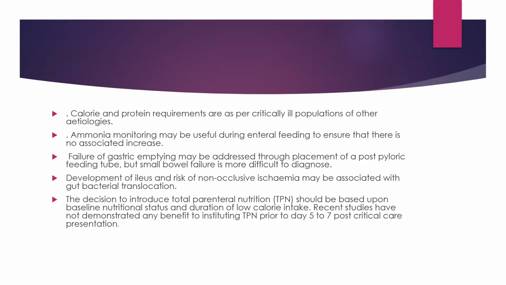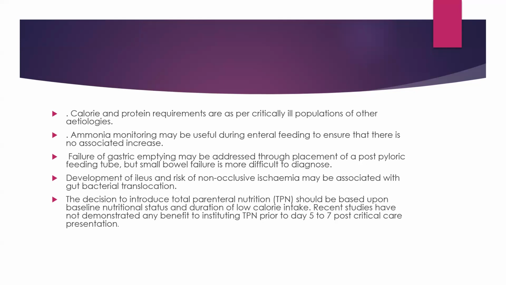Calorie and protein requirements are as per the critically ill population of other etiologies. Ammonia monitoring should be useful during enteral feeding to ensure there is no associated increase. Failure of gastric emptying may be addressed through placement of a post-pyloric feeding tube, but small bowel failure is more difficult to diagnose. Development of ileus and the risk of non-occlusive ischemia may be associated with gut bacterial translocation.